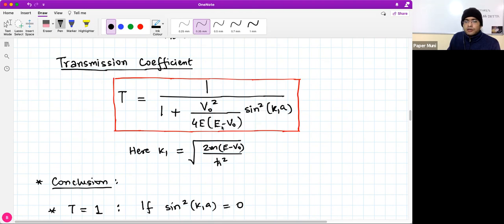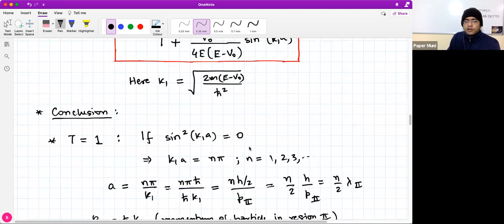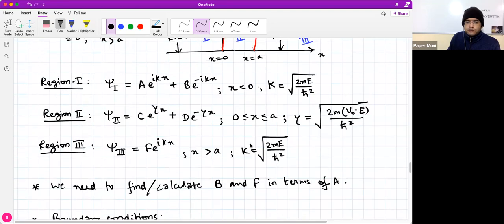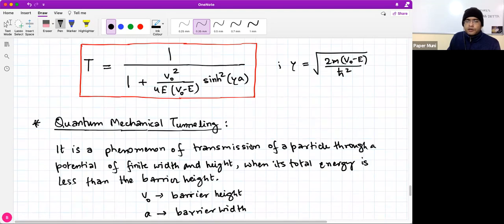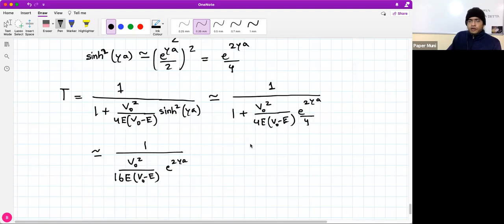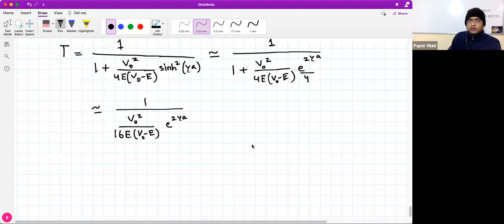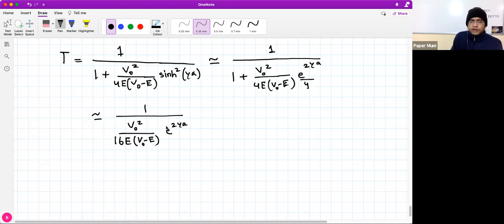So in the case where the energy was greater than v naught, it's e minus v naught, and in this case it's v naught minus e. So you can remember these two things, remembering only one form, and you get this result. Now you don't need to write down the approximation. This will be equal to 16e, v naught minus e, divided by v naught e to the power minus 2 gamma a.